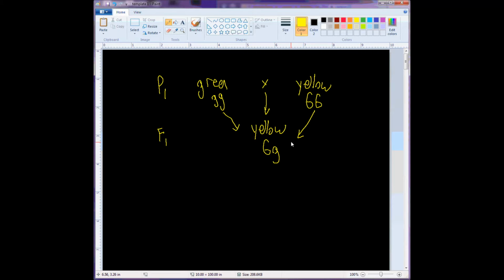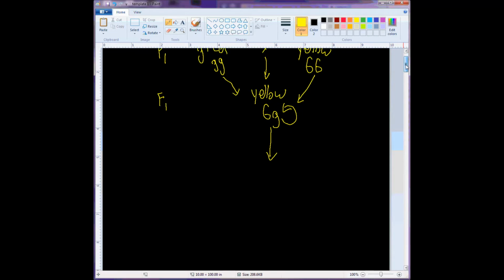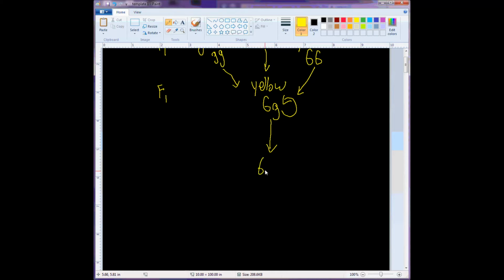So in the F2, the progeny consisted of 6,022 plants with yellow seeds and 2,001 plants with green seeds. Okay, so cross these, the F1s together, we have 6,022 plants. Glad we don't have to count all these plants. 2002, sorry, with yellow seeds, and 2001 with green seeds. Okay, does that make sense? Well, let's take a look here.